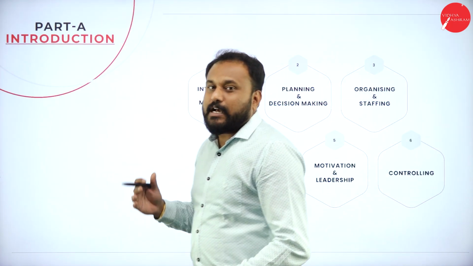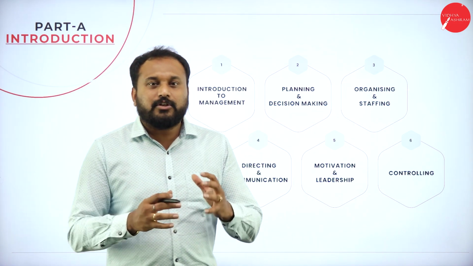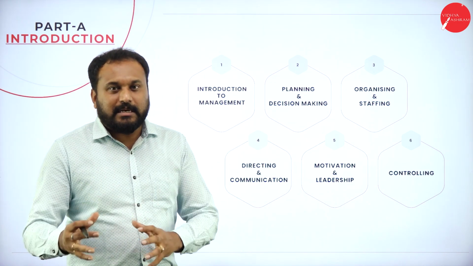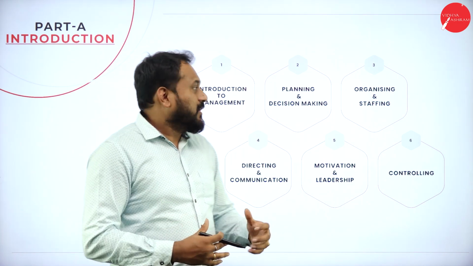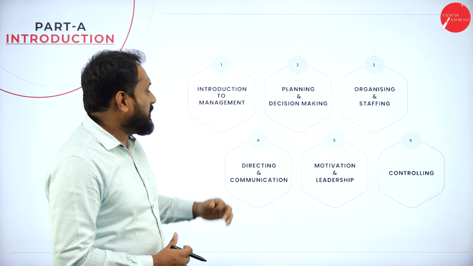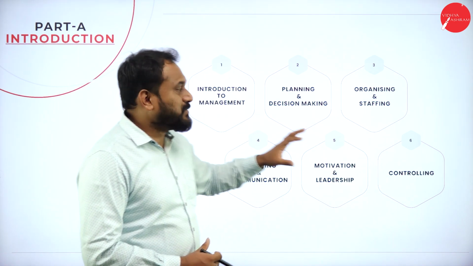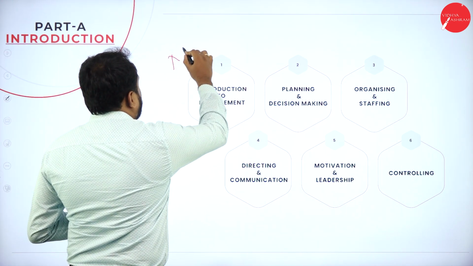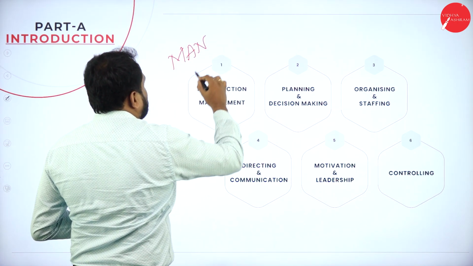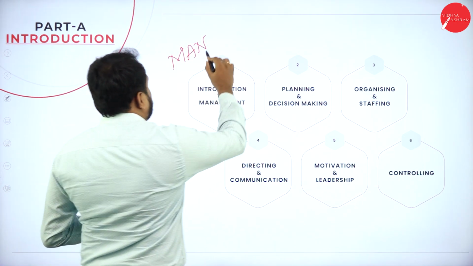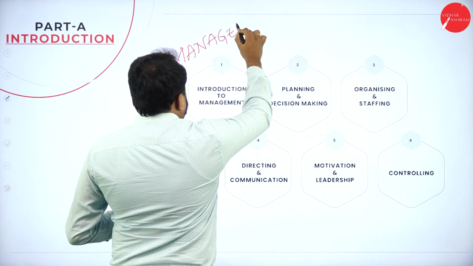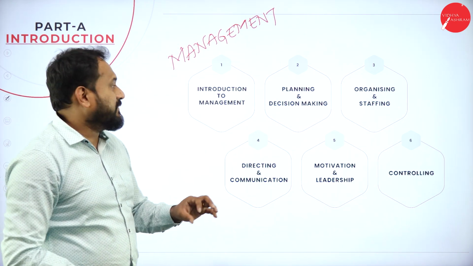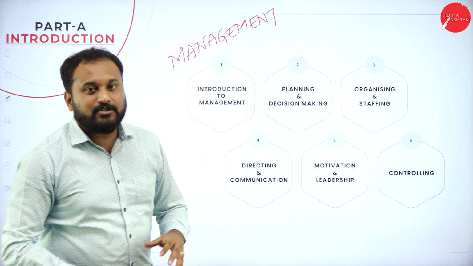When we go with the introduction, I always tell my students that you should know what your chapters are, what exactly the subject is, and how many chapters are there in that subject. For Principles of Management you have 6 chapters. The first one is all about the introduction to management, where you will go through the management principles and the management thoughts. All these things will come here. Management is all about getting things done through others efficiently and effectively.